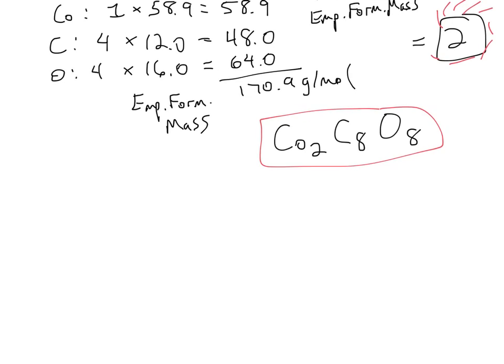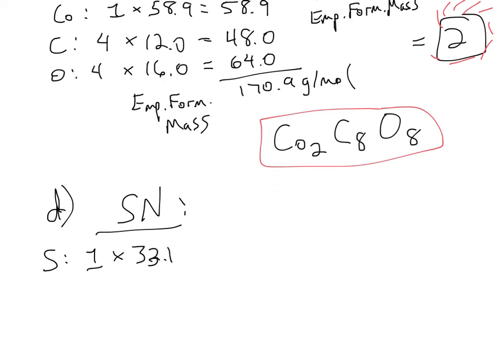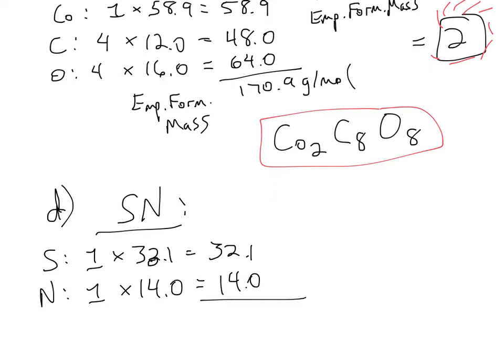Moving on to D, they give us just SN for the empirical formula, so I'd go about doing the bookkeeping here. It is good to follow a procedure once you've got it. I recognize you might be able to do this one in your head, and that's fine too. You're welcome to do that. So this adds up to 46.1 grams per mole. That's the empirical formula mass.